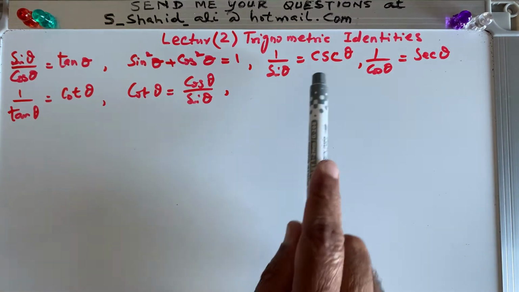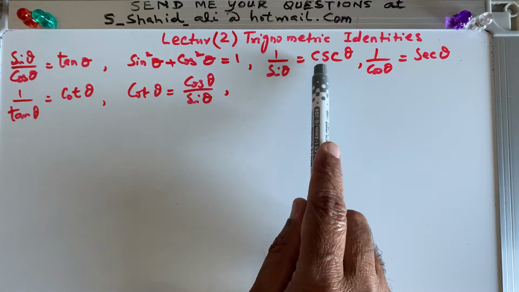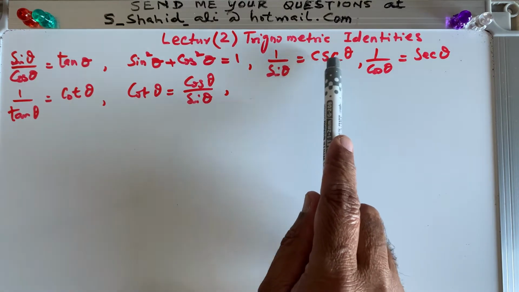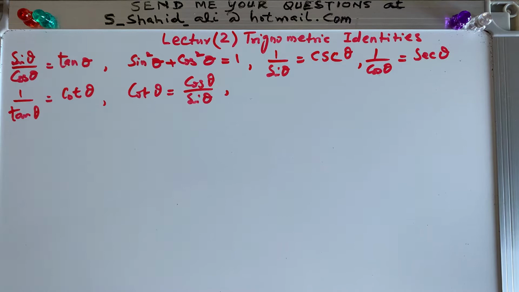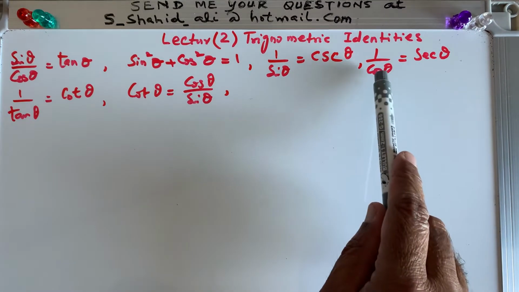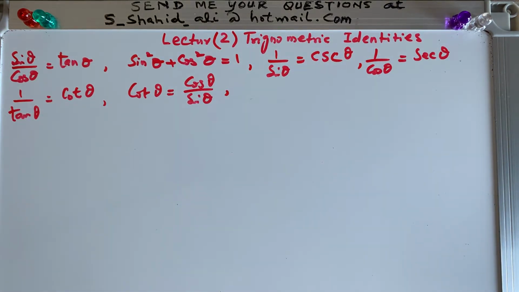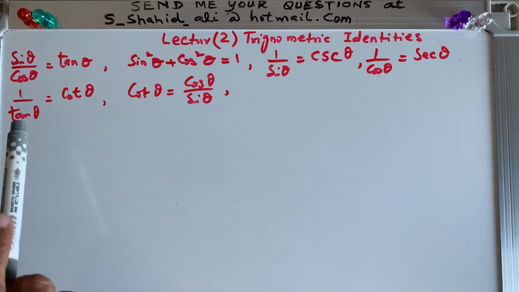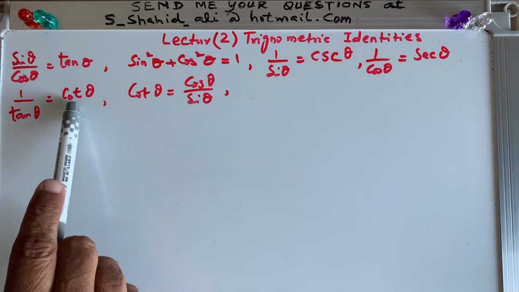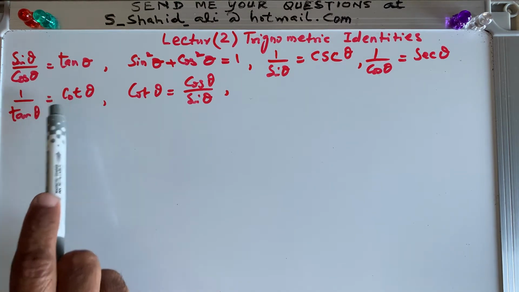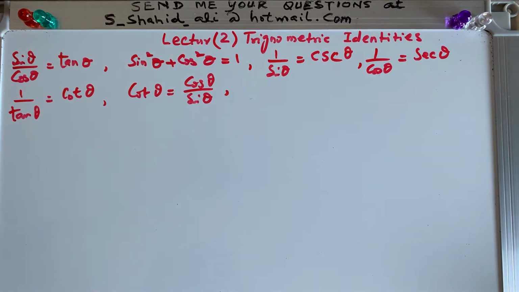Reciprocal of sine is cosecant theta, which is abbreviated as Csc. And reciprocal of cos is secant, abbreviated as Sec. So Sec for secant and Csc for cosecant. And reciprocal of tangent is cotangent theta. So the short form for cotangent theta is cot.